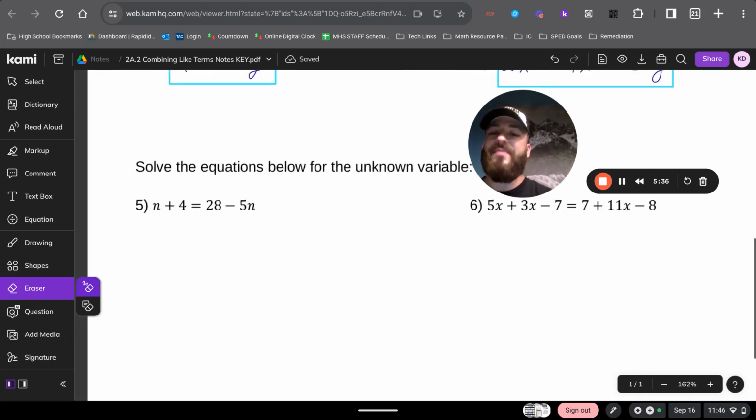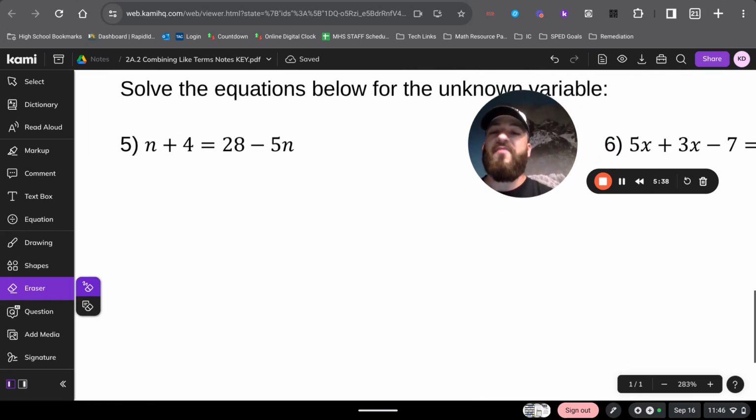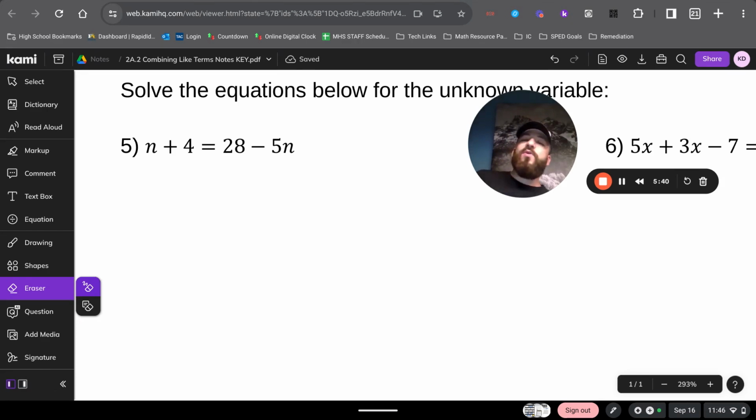So let's look at an example like number 5. Number 5, we have n plus 4 is equal to 28 minus 5n. When I have an equation like this, I actually have tons of options of what I could move first. My goal is to get n by itself. One of the ways we can try to achieve that is by getting all of my n terms to one side of the equation and all of my terms that don't have n to the other side of the equation.